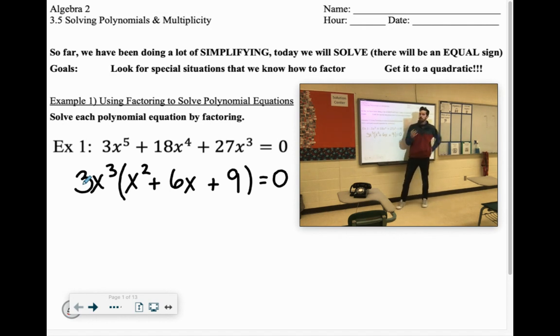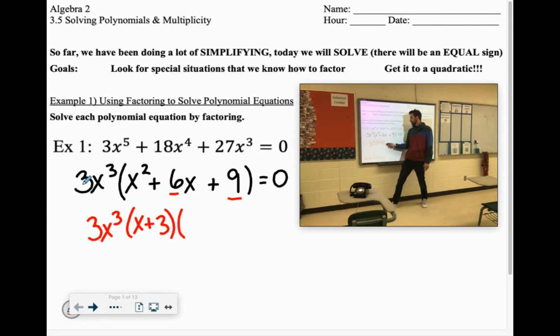We got to bring in all our old tricks. So you look at the last one, 9. We're looking for factors of 9 that add up to 6, which are 3 and 3. So if we factored this correctly, we'd have 3x to the 3rd times x plus 3 times x plus 3, which technically can be written as x plus 3 squared.